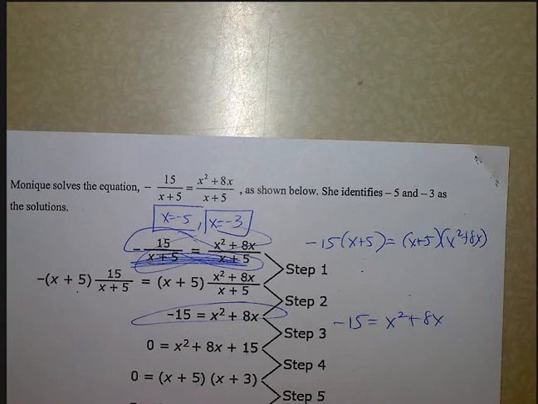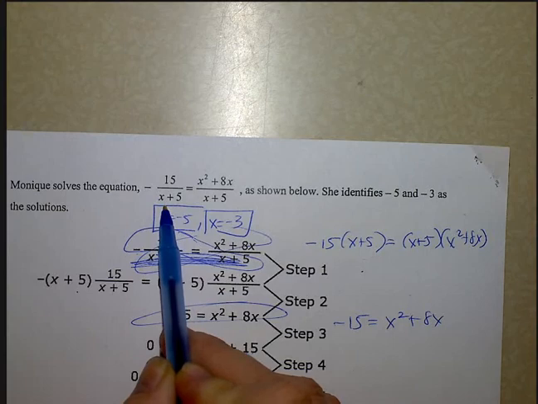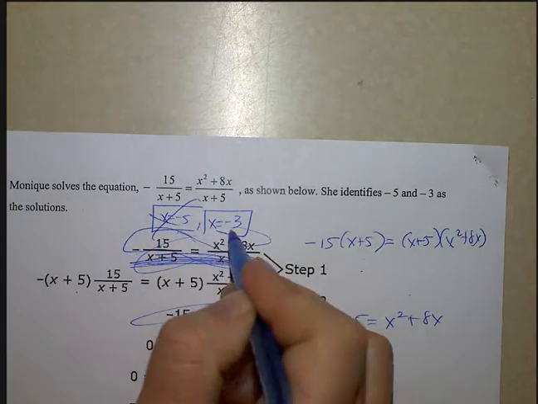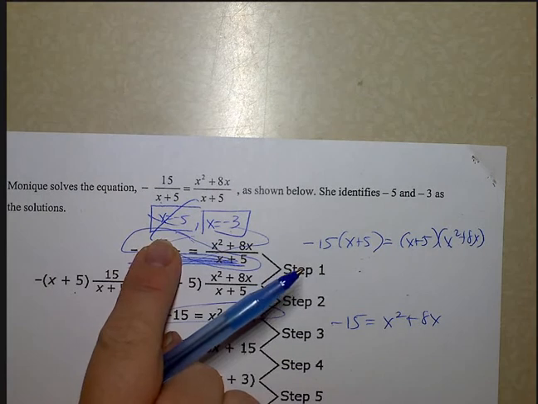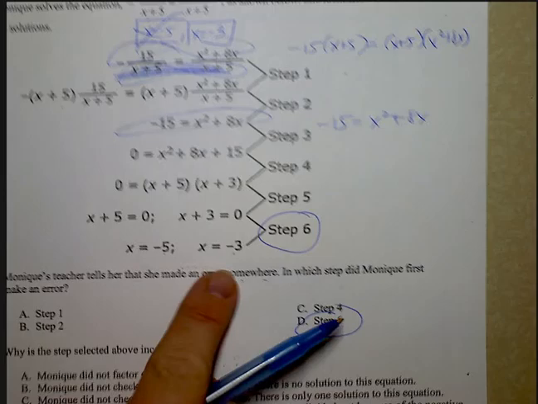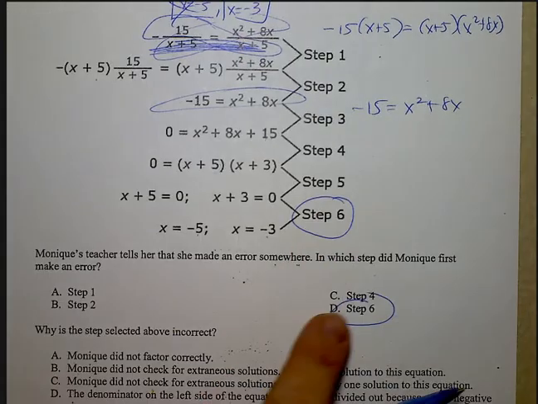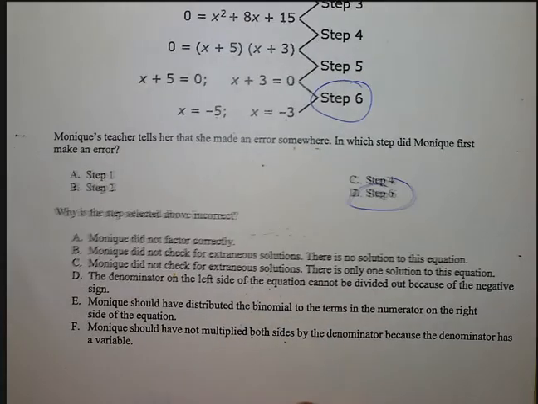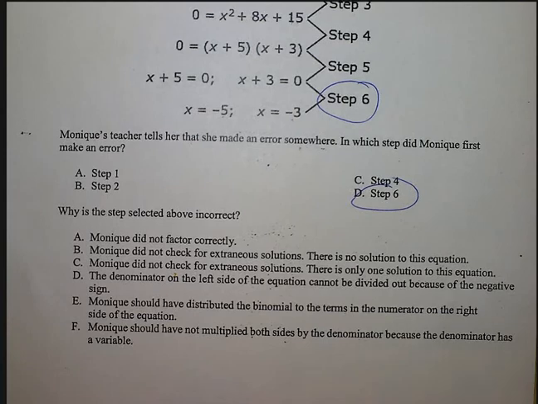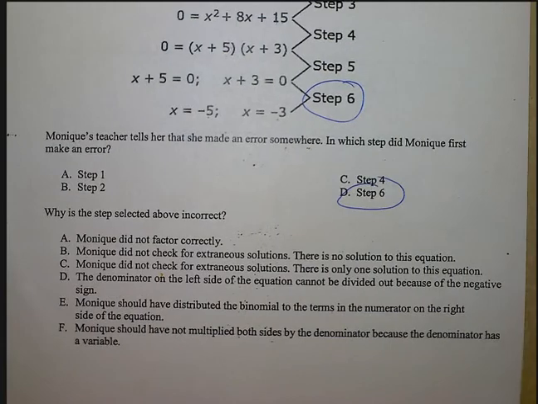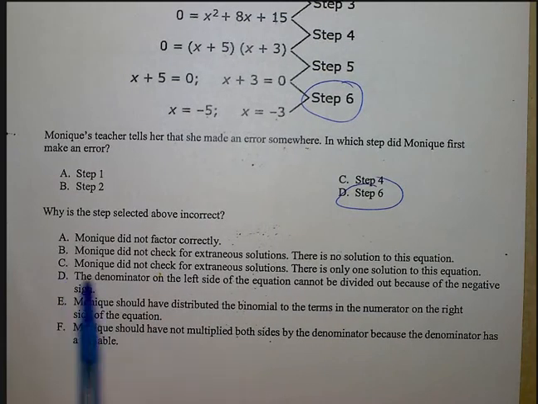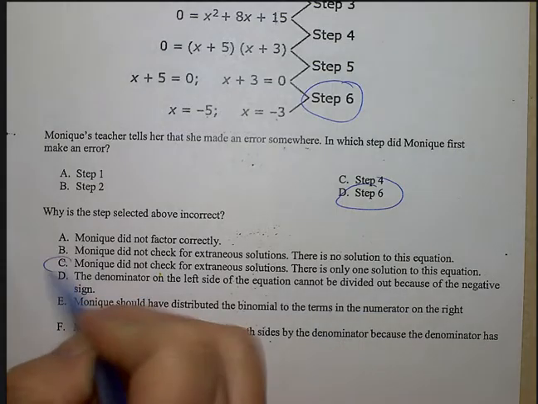Females, why does -5 not work? Anybody? Because 0 would end up on the denominator, correct? Can we have 0 on the bottom? That's the problem. But if we plug in -3, would we get 0 on the bottom? So that's why -5 does not work. And Monique forgot to check for extraneous solutions. So step 6 is wrong. And then why, if you can see the bottom here, why is the step selected above incorrect? And you read through them and find the one about extraneous solutions. There we go. Correct answer is C. You guys read faster than I do.